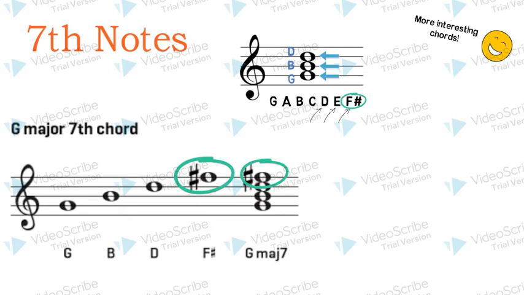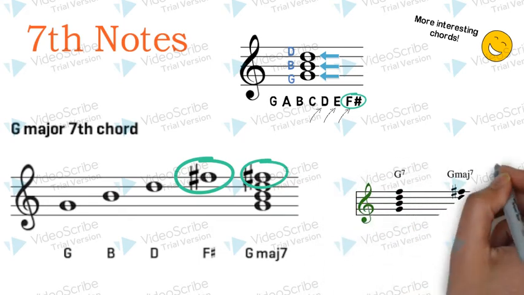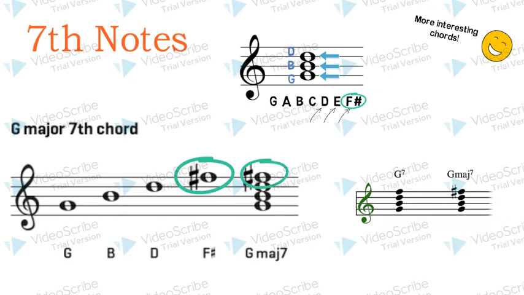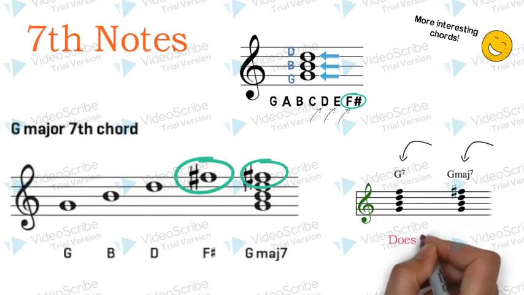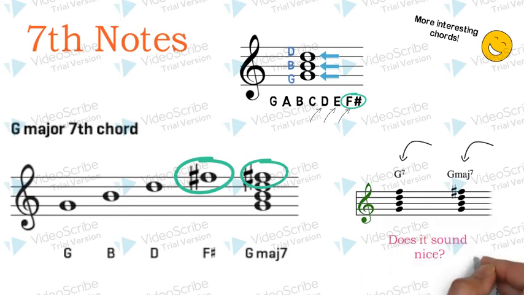Be aware that you have different types of sevenths based upon the intervals, and this could create some unwanted clashes. So as always, listen to your composition. Does it sound nice?